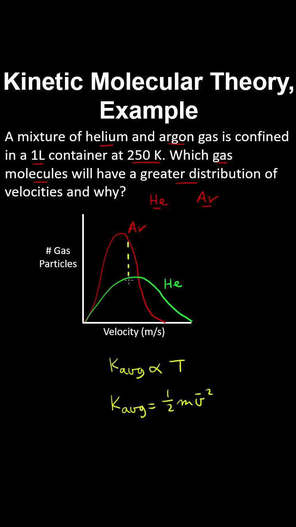So therefore the average velocity of the argon gas particles is going to be smaller than the average velocity of the helium gas particles, given that both gases in a mixture have the same average kinetic energy, as the mass of the argon particles is larger than that of helium, and therefore helium has a wider distribution of gas particle velocity.